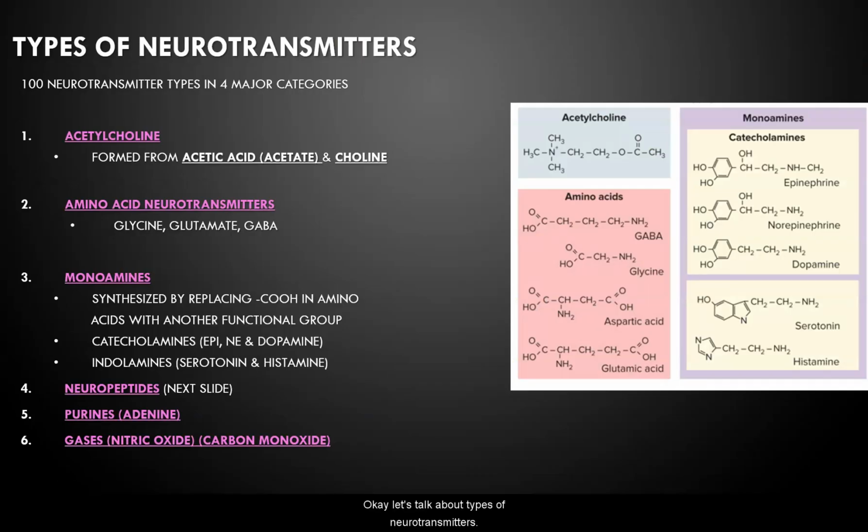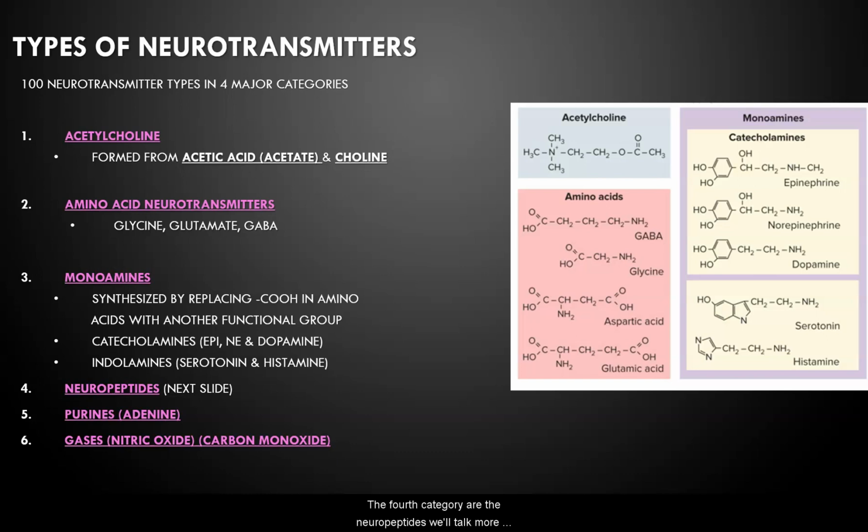Okay, let's talk about types of neurotransmitters. Acetylcholine is the first one. Well, first of all, there are 100 neurotransmitter types, and there are major categories. The first is acetylcholine. Acetylcholine is formed from acetic acid, which is acetate, and choline. The second are amino acid neurotransmitters like glycine, glutamate, and GABA. Third, the monoamines. They're synthesized by replacing the carboxyl group in the amino acids with another functional group. The catecholamines, which are epinephrine, norepinephrine, and dopamine, and the indolamines, which are serotonin and histamine.